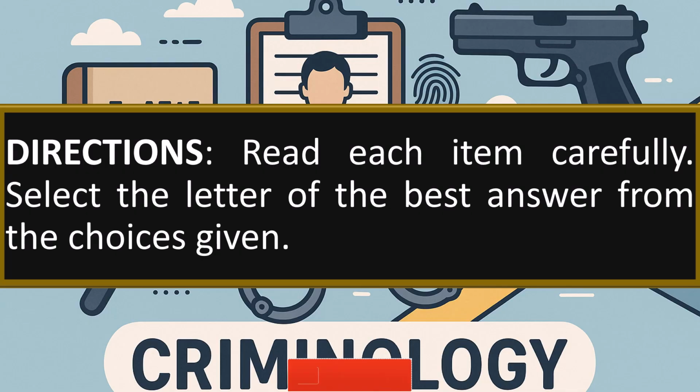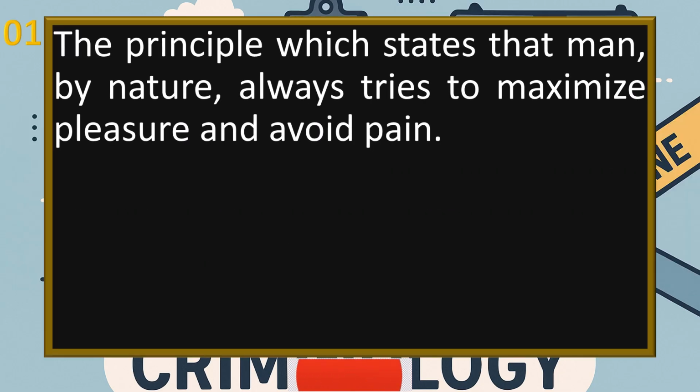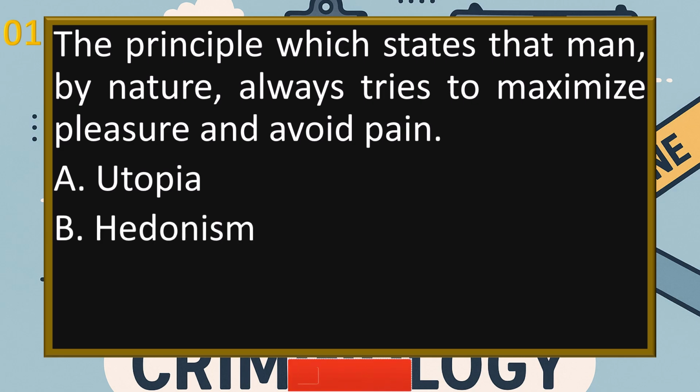Directions: read each item carefully. Select the letter of the best answer from the choices given. The principle which states that man, by nature, always tries to maximize pleasure and avoid pain. A. Utopia. B. Hedonism. C. Socialism. D. Atavism.